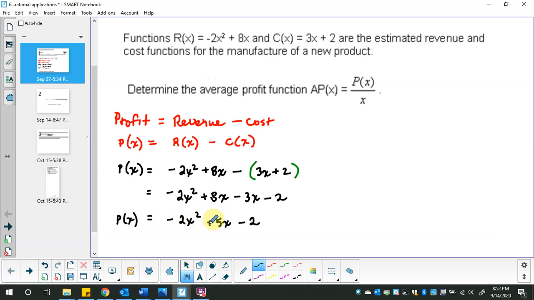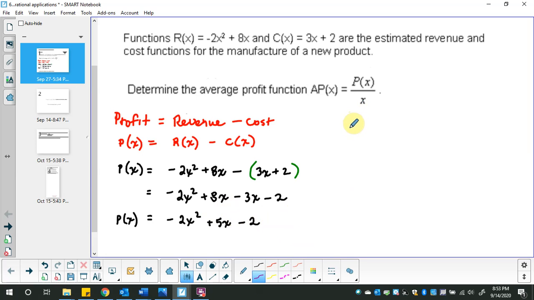But we're not actually asked for the profit function. We're asked for the average profit function. So this is a formula for how much you're bringing in when I tell you how many products you sell. But we want to know the average profit function. So what are you making per item? And that's what this is all about.